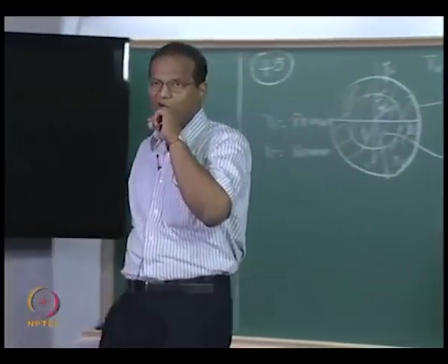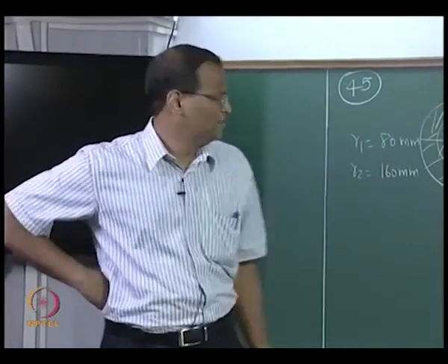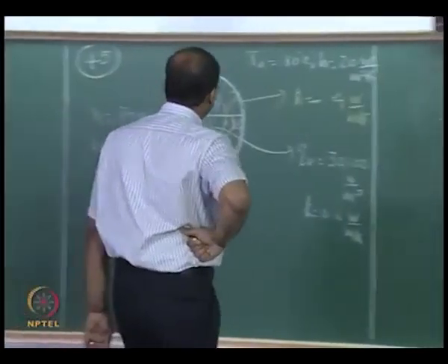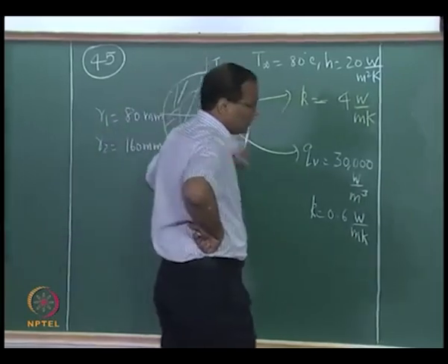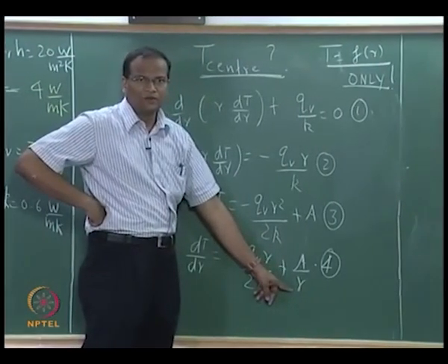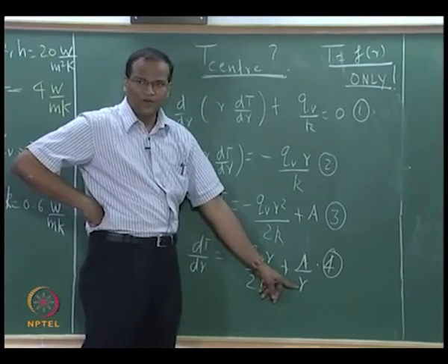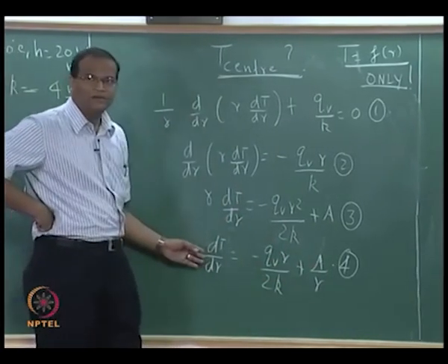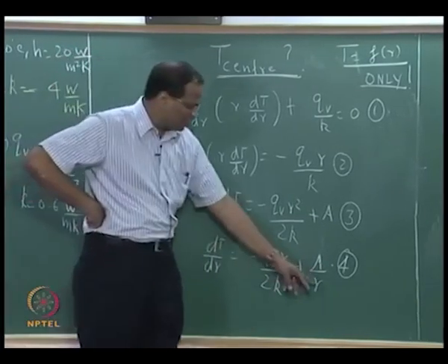Okay. Now A and B are two constants, and we have two boundary conditions. Now it is very simple. At the center, R tends to 0. If R is 0, unless A is 0, we are in trouble. Therefore, because R is 0, A has to be 0.